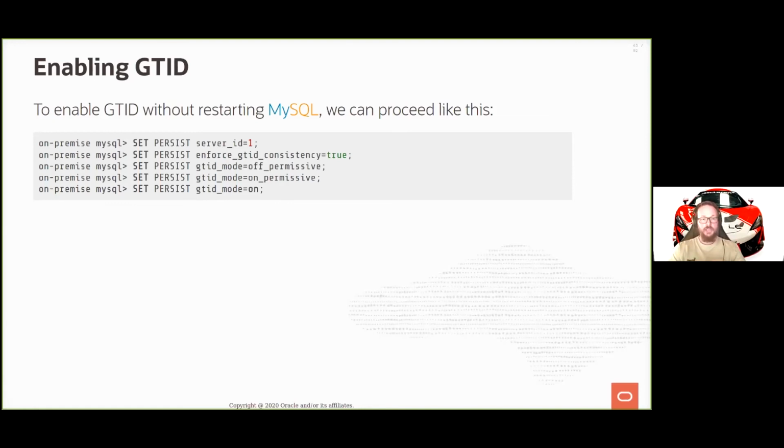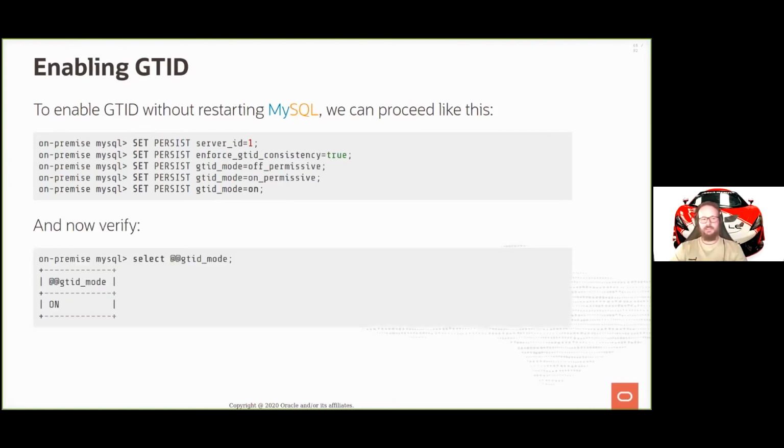So what we need to do is first put GTID mode to off_permissive, then go to on_permissive, and finally set GTID mode equal to on. This is the only way you can enable GTID without having to restart mysqld. It's not complicated. It's five commands. So this is what I did. Now I have GTID and I can check it. My GTID mode is on. Now that I have GTID, I will be able to start everything I need.